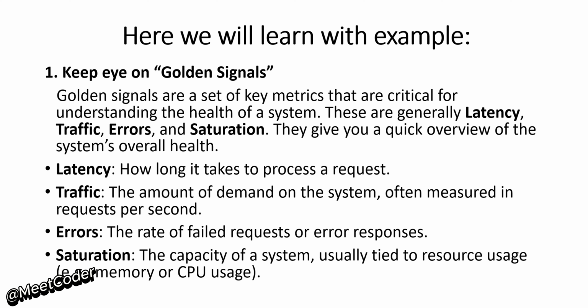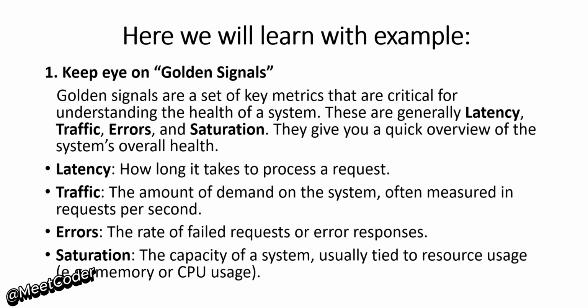We will see what our golden signals are. Golden signals are a set of key metrics that are crucial for understanding the health of a system. These metrics are generally called latency, traffic, errors, and saturation. They give you a quick overview of the system's overall health. Suppose your database is having some problem, so the latency will show the issue in your website and it will notify you. What is latency actually?